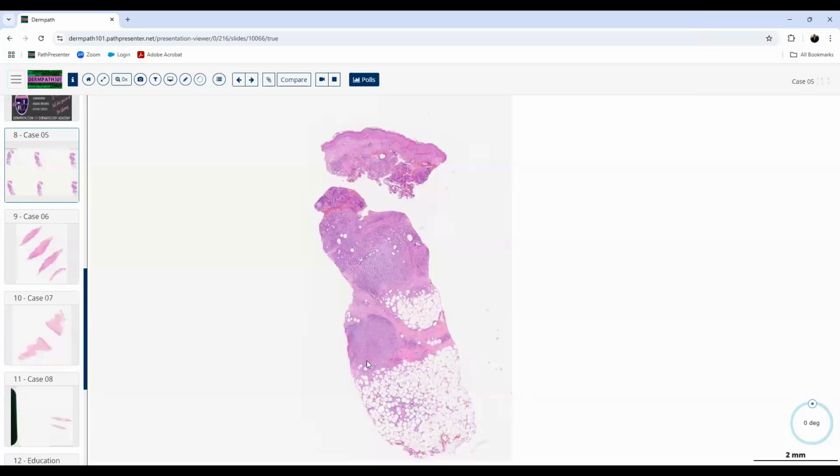It looks like it's more nodular. Yeah, good. Nodular and diffuse, right? Most of the dermis is involved here. It's even getting into the fat a little bit. So it's a nodular and diffuse pattern. That's good. That's where we're getting it.